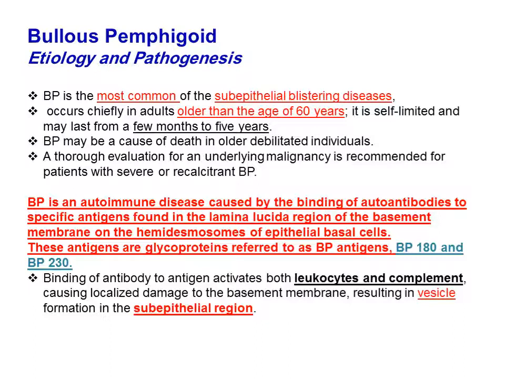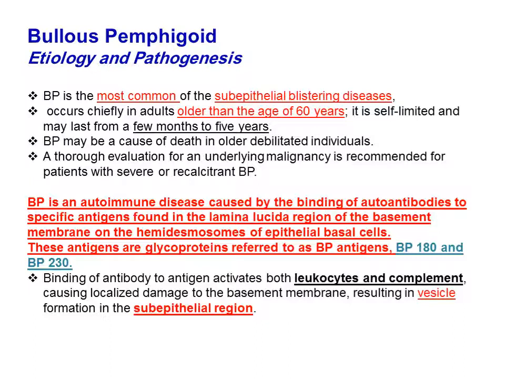Now we will talk about bullous pemphigoid. Bullous pemphigoid is the most common subepithelial blistering disease, chiefly found in adults older than the age of 60. It is self-limiting and may last for a few months to 5 years. It may cause death in older debilitated individuals, although evaluation for an underlying malignancy is recommended for patients with severe or reluctant bullous pemphigoid.